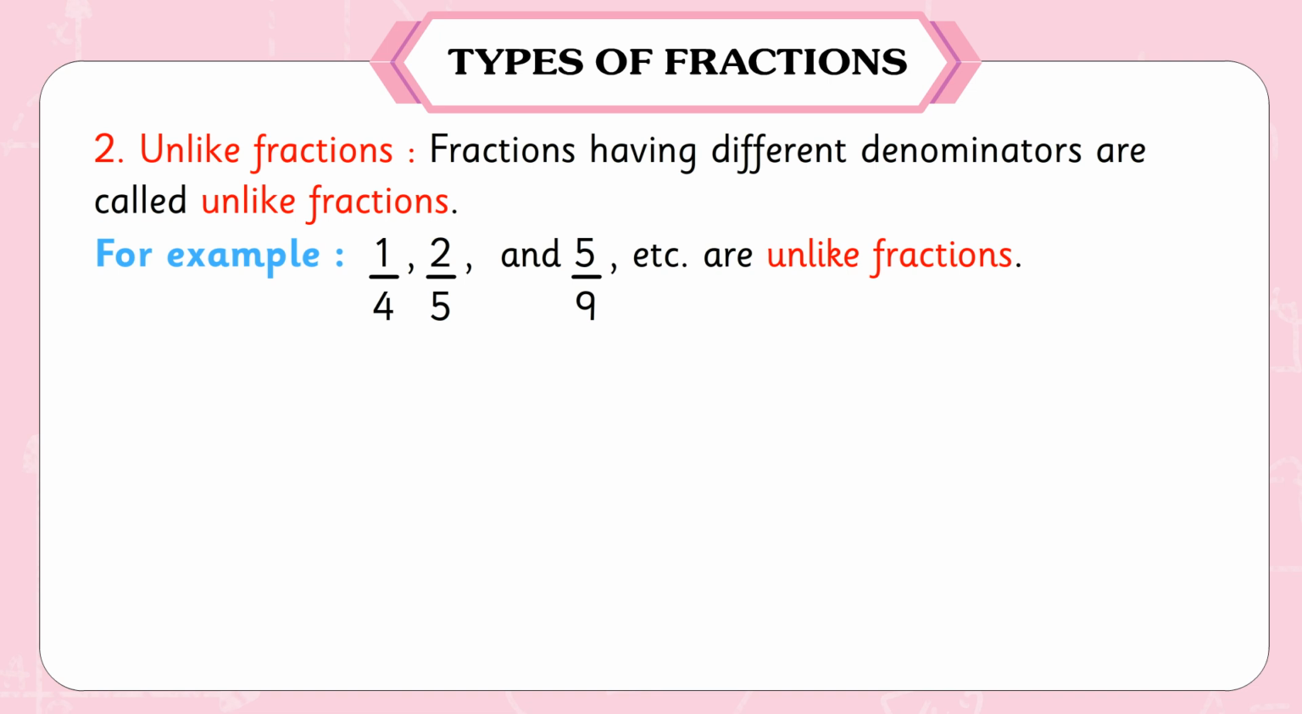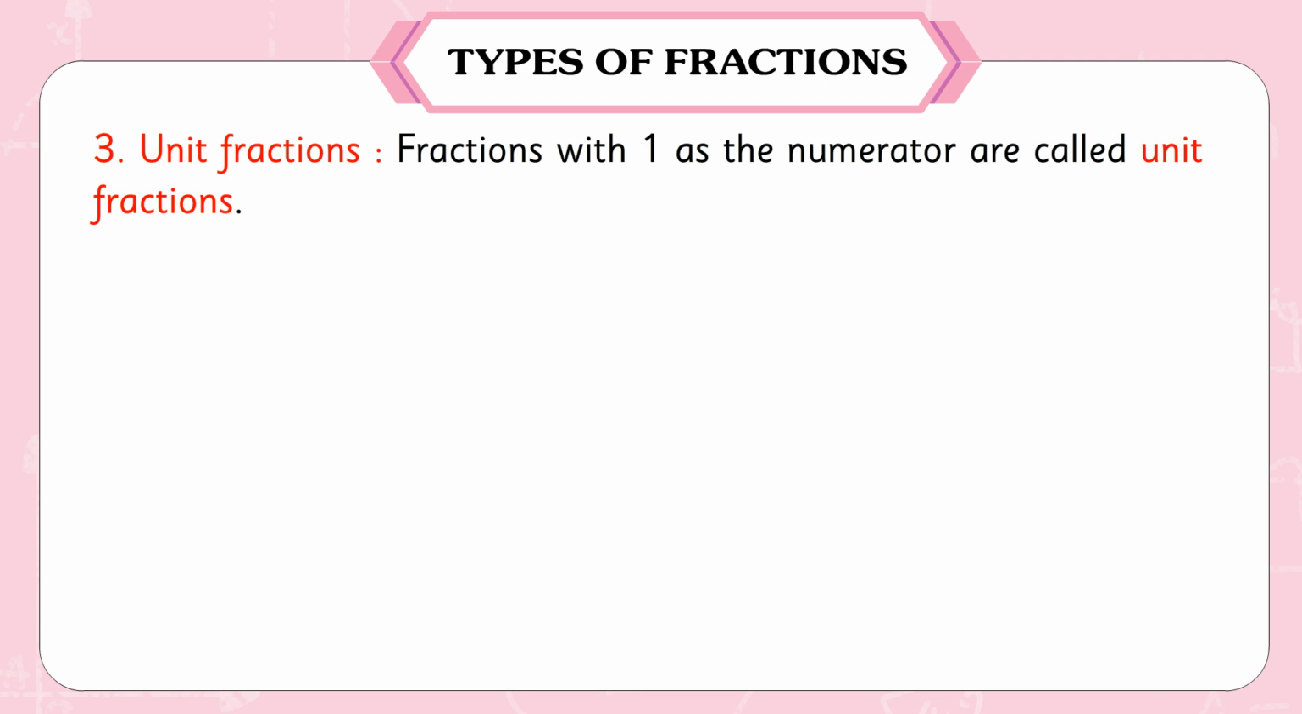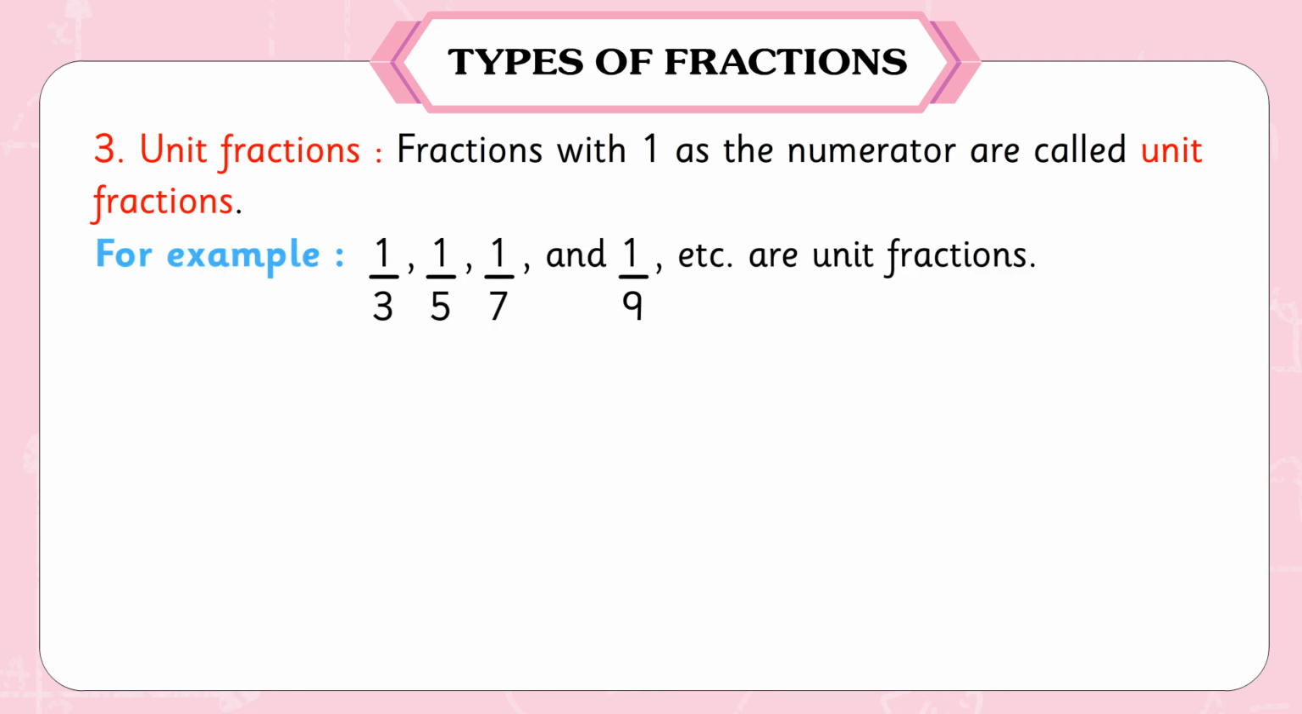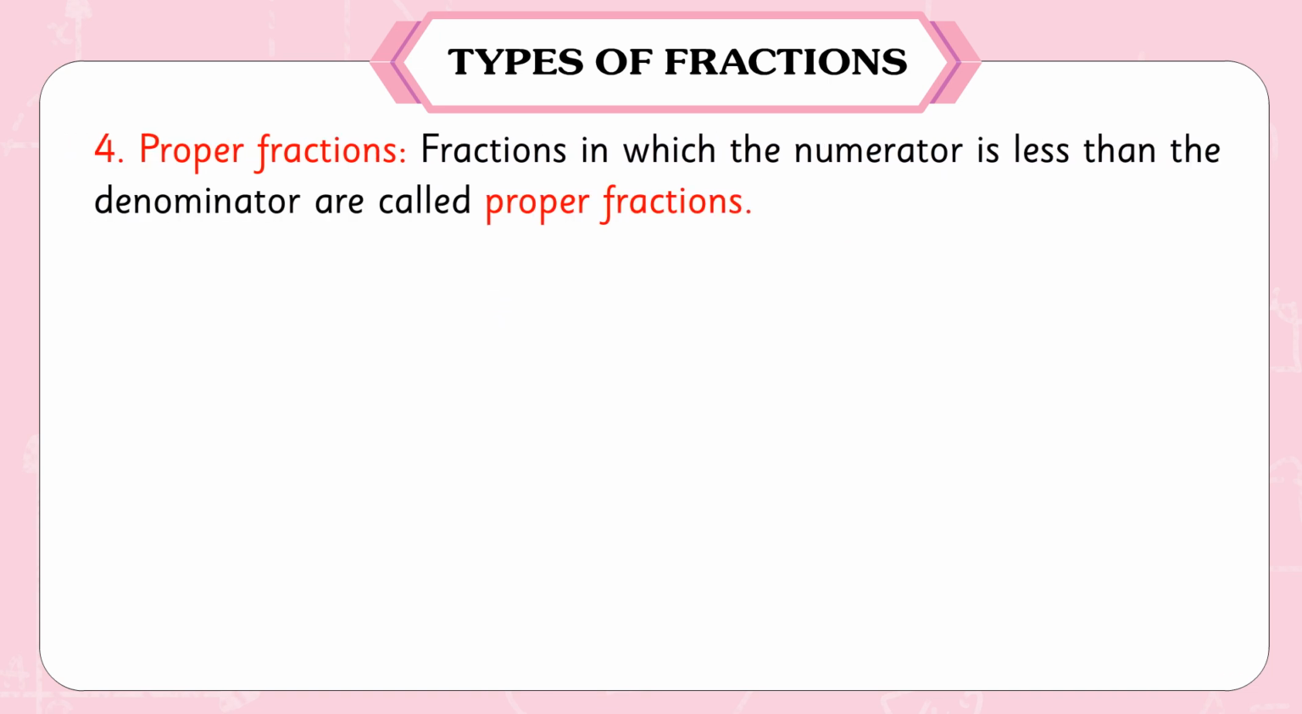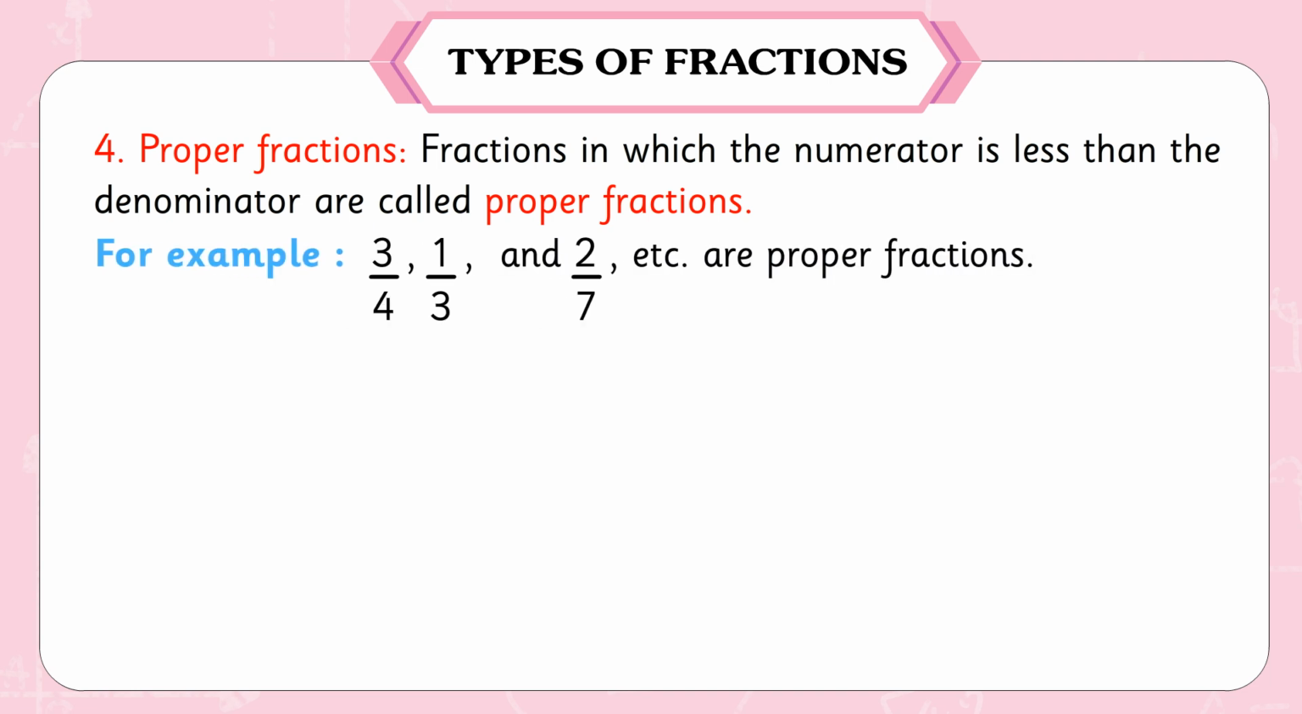3. Unit fractions. Fractions with 1 as the numerator are called unit fractions. For example, 1/3, 1/5, 1/7 and 1/9, etc. are unit fractions. 4. Proper fractions. Fractions in which the numerator is less than the denominator are called proper fractions. For example, 3/4, 1/3 and 2/7, etc.